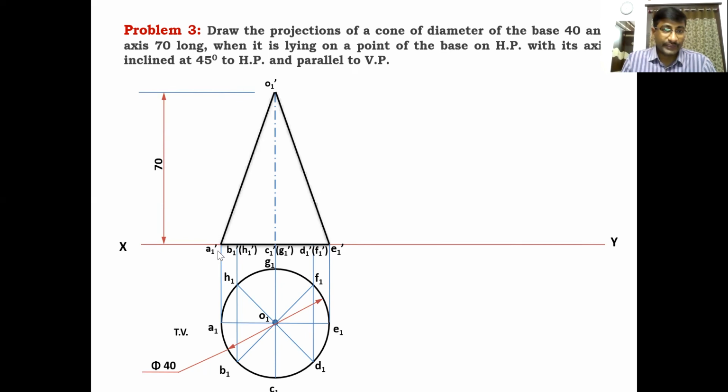After getting the base points, join the outer points first with the apex point, that is E1 dash and O1 dash, A1 dash and O1 dash. Then join the intermediate points with the apex point, that is B1 dash of H1 dash is one of the points. Join with a thin line. These are the thin lines. The outer lines are dark lines. Clear? This is the front view. Like this, you have to draw the front view of the cone when the axis is perpendicular to HP and the base is on HP. The base is on the XY line.